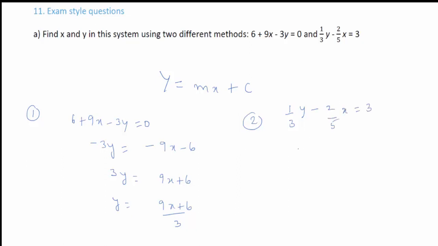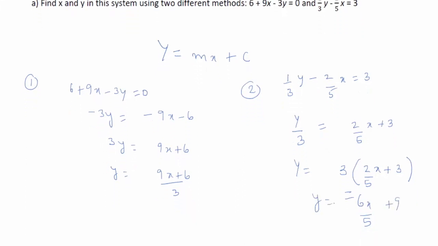To do that, we can write this as y upon 3 equals 2 upon 5x plus 3, or y equals, by multiplying both sides by 3, 3 times. We're going to have two quantities inside the brackets, so it's good to use bracket notation. So it's going to be 3 times (2 upon 5x plus 3), which when simplified becomes 6x upon 5 plus 9. So that's the second equation.